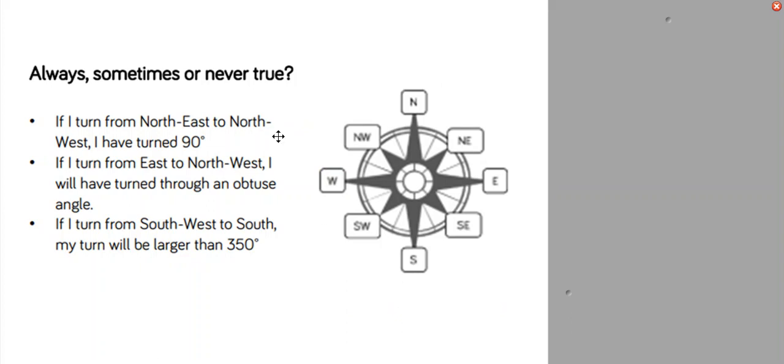So the first one, from northeast here to northwest, which is here, I have turned 90 degrees. If I have turned from east to northwest, I will have turned through an obtuse angle. So from east to northwest. If I turn from southwest to south, my turn will be larger than 350 degrees. Pause the video now and have a go.